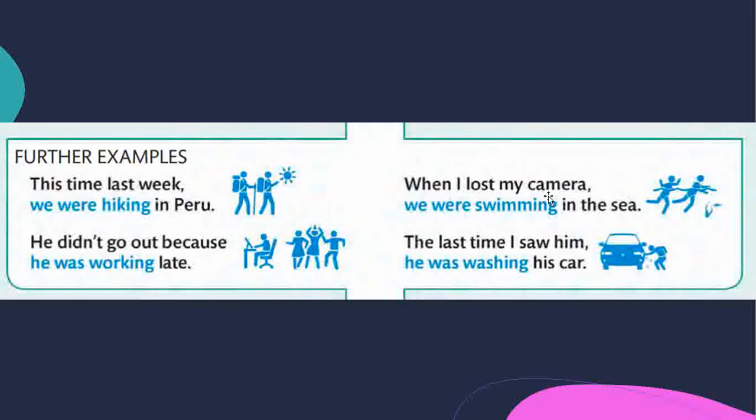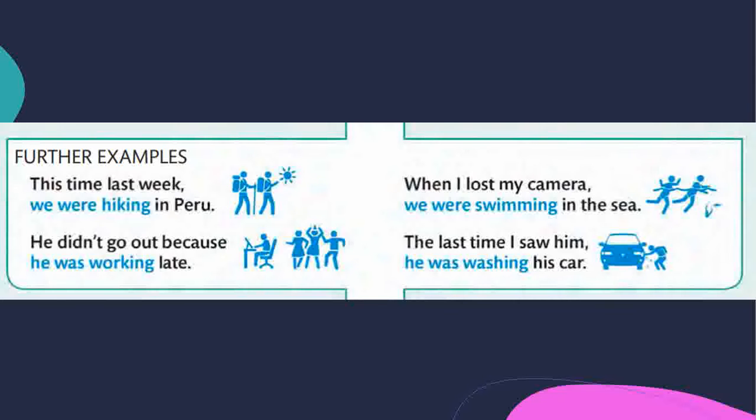When I lost my camera, we were swimming in the sea. Were is the auxiliary and swimming has ing, that shows an action that continued in the past, so that is past continuous tense. The last time I saw him, he was washing his car. Was is the auxiliary, and washing is the main verb with the ing form, shows an action that continued in the past, so it is past continuous tense.